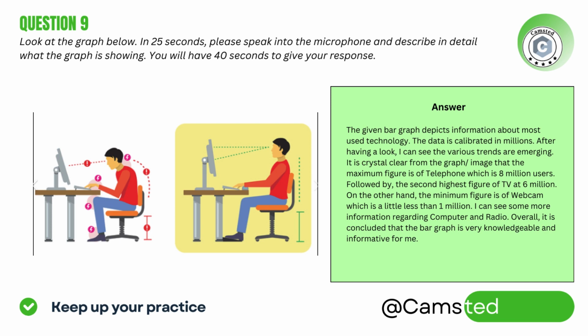Moving further, on the right side, the person is sitting in the right position while working. He is sitting straight. This image tells us how to sit in the right position while working on the computer. Overall, it is concluded that the line graph is very knowledgeable and informative for me.